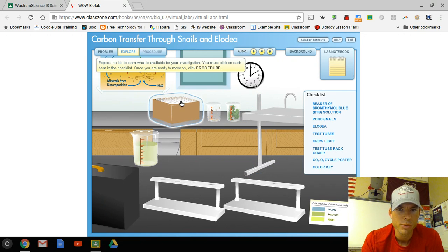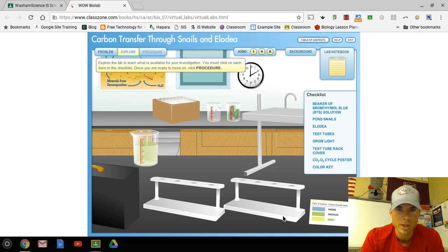You'll move your test tubes into the test tube racks. You'll add snails, which are back here. You'll add elodea, which is the plant, and then you'll need to notice over here that it's the color of the water that it'll turn. That is giving you the presence of CO2. And so the lab is used, you can do it as many times as you need.